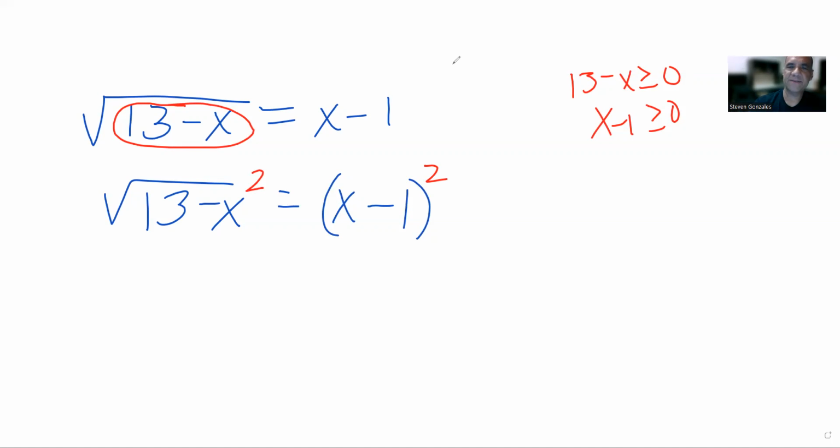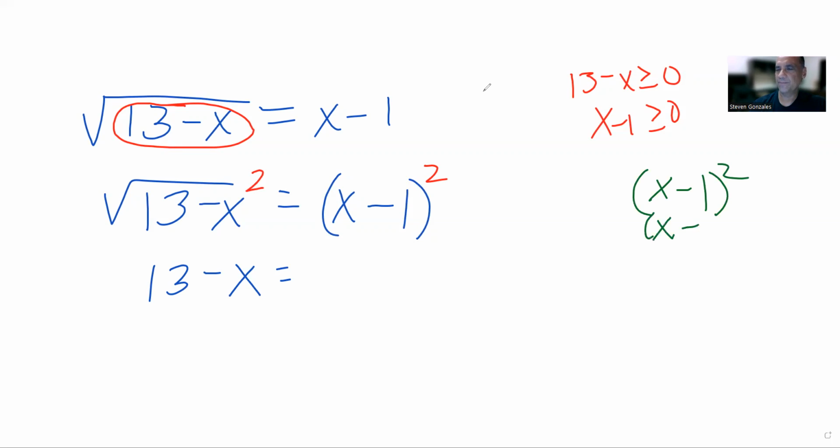Now, what's going to happen on the left side is the square and the square root are going to undo each other and you're going to have 13 minus x. On the right side, however, you have to consider that this is a squared binomial. And in any squared binomial, you're going to get three terms when you square it. And you have to go through all the steps or you're not going to get the right answer.